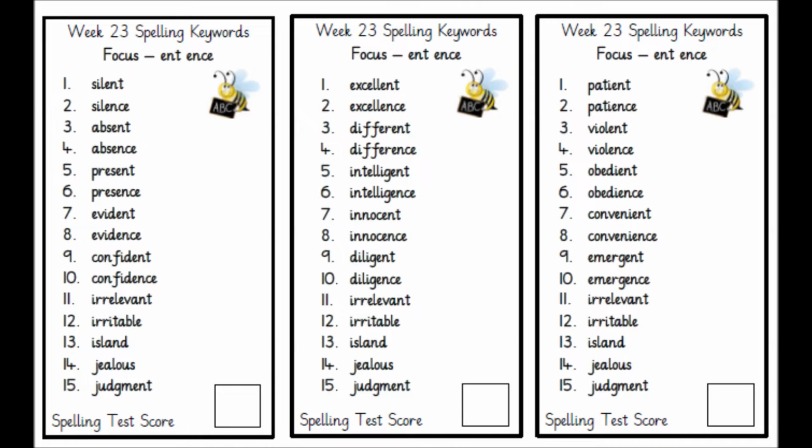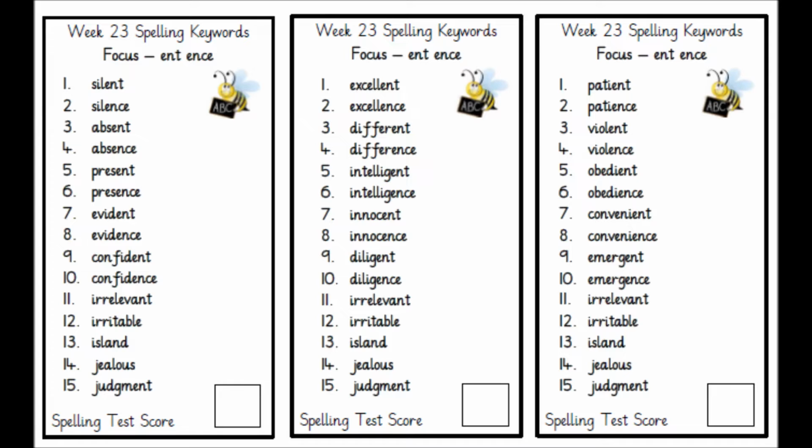So we've got silent and silence, absent, absence, present, presence. Note that they are opposites of one another when you're talking about people being in school. Evident, evidence, and evidence is one that we know well from CSI. Confident, confidence, irrelevant. Oh, that's funny. I thought that was one of our words, but it's actually one of the common words. I'll come back to the common words at the end. Silent is an adjective. Silence is the noun. So the ENT bit is the adjective, and the ENCE is the noun.